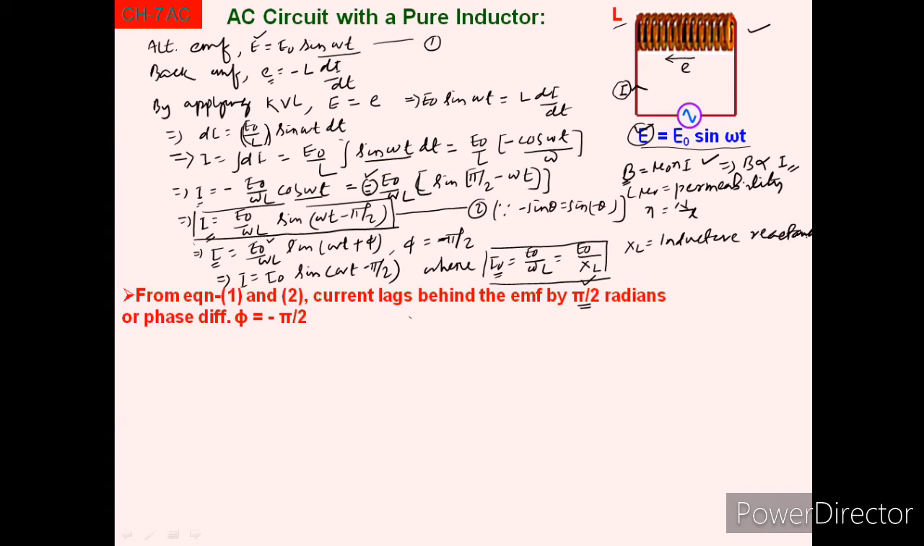So this is the resistance offered by the inductor to the current, the inductive reactance, and its value is equal to omega L. The unit for this will obviously be ohm, because this is also equivalent to resistance.